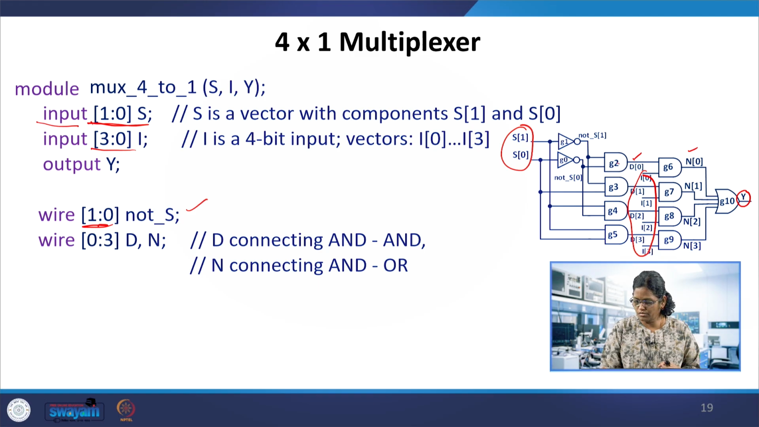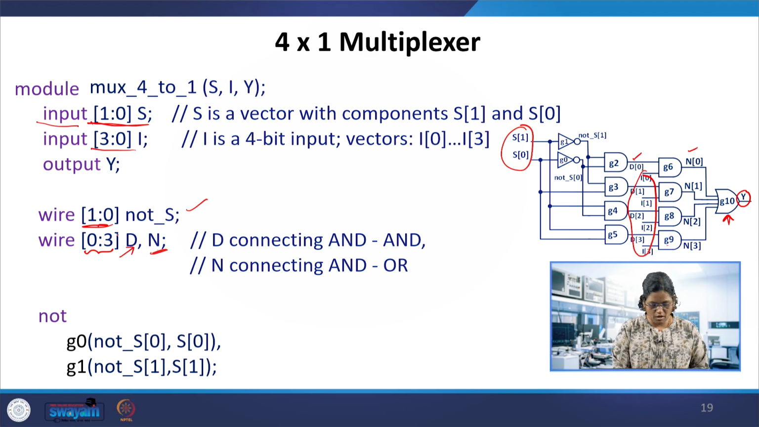So the signals, the wires connecting G2, G6, G3, G7, G4, G8, G5, G9, are D. D is combined: 0, 1, 2, 3 are combined as 4 bits. Also the N, the outputs of G6, G7, G8, G9, go as inputs to the OR gate. Those are combined AND-OR combinations as N. You can use these variables as your choice, but these are the combinations. This is how individual single-bit inputs can be combined into multi-bit vectors. Okay, so these are the wire declarations.